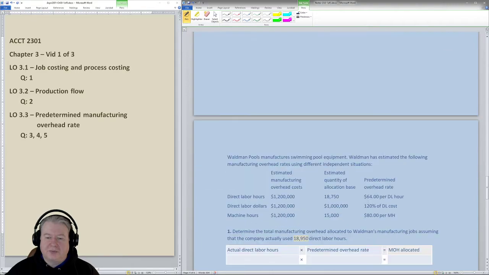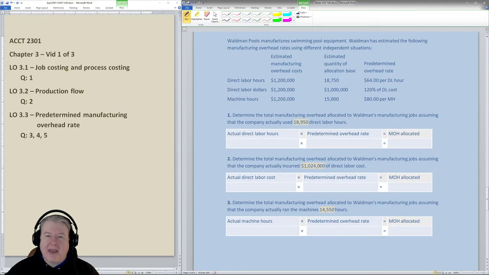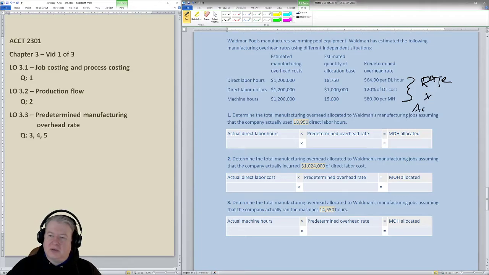So step 2. Now we're going to apply that rate. We're going to take that rate, and you can see here we've been given some rates. And we're going to say, remember, the important thing is to take the rate times the actual. And this is the very important thing. Remember, when we're trying to do step number 2, when we're trying to figure out the allocation, we're going to take the rate times the actual. So here, actual direct labor hours.